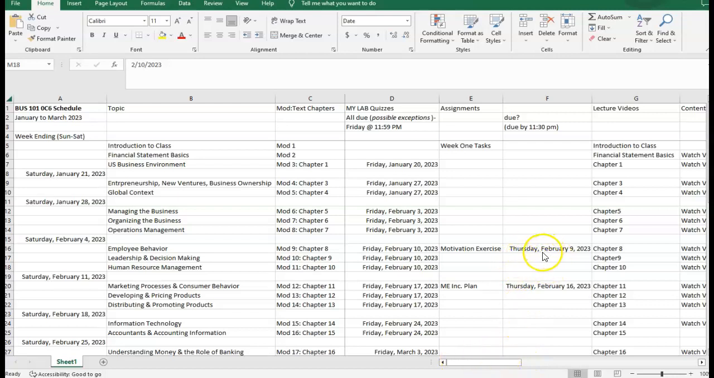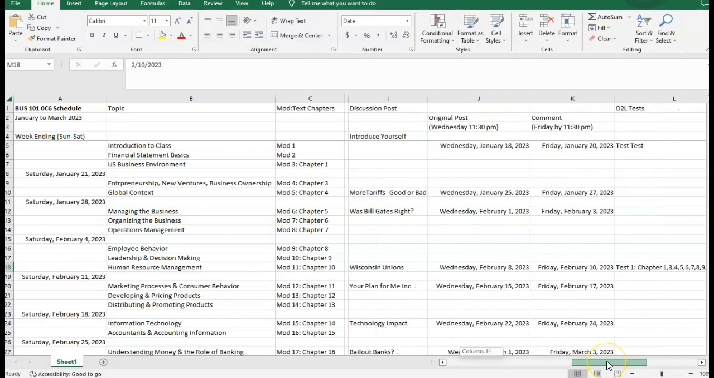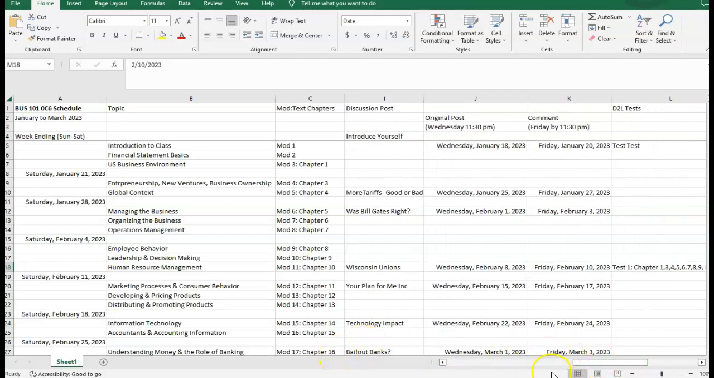You need to do your write-up and turn it into the assignment folder in D2L by Thursday of this week. Our discussion post this week has to do with human resource management, where we talk a little bit about unions. You need to read the appendix in the text regarding unions. It's very clearly marked, and you want to read that over before you get into the discussion post.